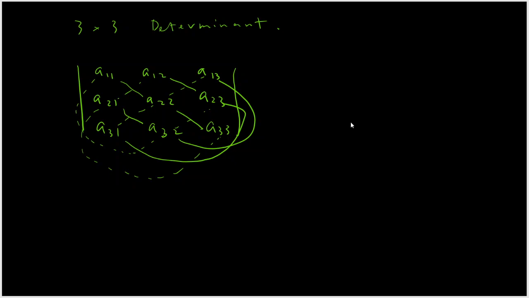Now let's recover the formula using the connections, using the lines. Connected by that solid line, you have A11, A22, A33. Again, no factors are in the same row or the same column. No two factors are in the same row and the same column. I think you know what I mean. And then associated with the positive sign, you have, now let's do that.